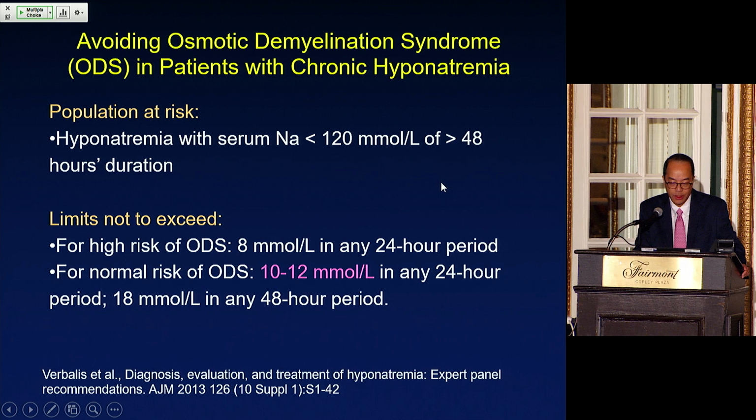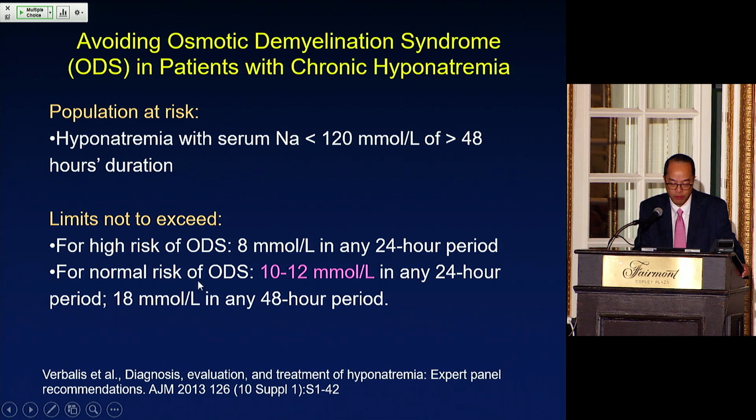Okay, so the other issue that this question alludes to, which Dr. Mount also mentioned, is that you want to avoid osmotic demyelination in patients with chronic hyponatremia. And the population at risk are those who've had hyponatremia for more than 48 hours, which this patient clearly had. There are a number of guidelines on how fast to correct the sodium, and I don't think there's any one guideline that's considered official for the boards. And as Dr. Mount mentioned, it's a moving target.